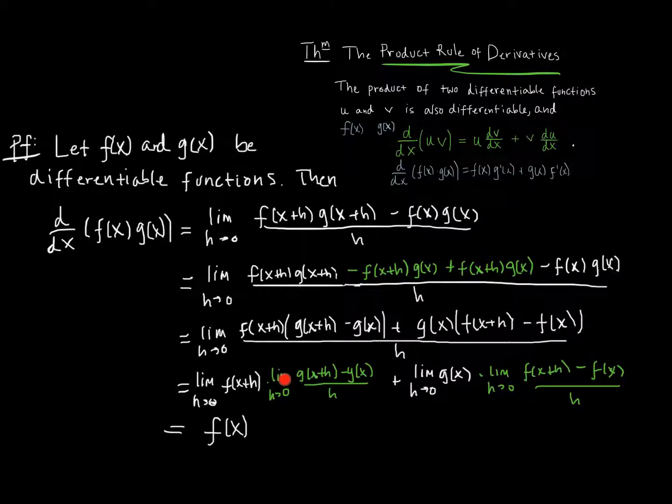Now notice what this is. This is the limit as h approaches 0 of g of x plus h minus g of x over h. This is the definition of the derivative of g of x. In other words, this is g prime of x.